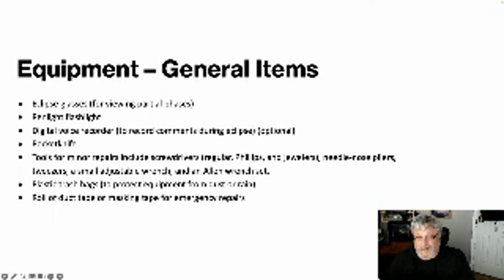General items: you're going to need eclipse viewing glasses, a pen flashlight for totality. Some people like to have a digital voice recorder or record notes on their phone so that they can go back and listen to them afterwards. A pocket knife, some tools for minor repairs, a trash bag in case there's heavy dust or rain, and a roll of duct tape for making emergency repairs.